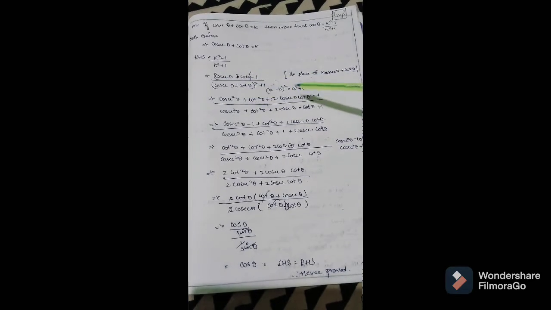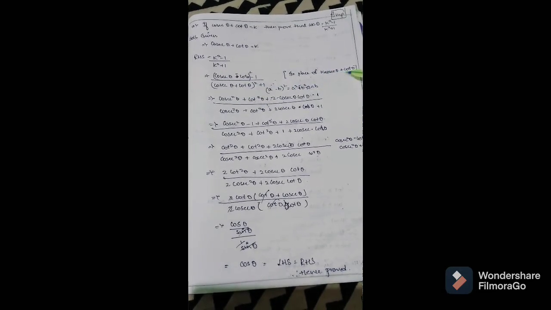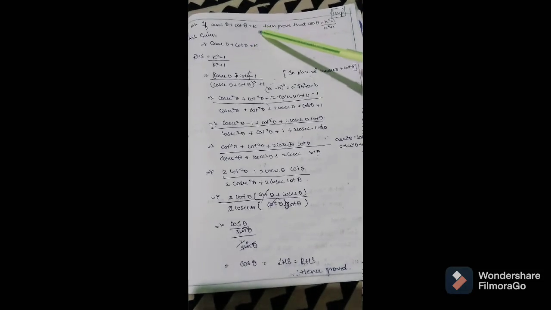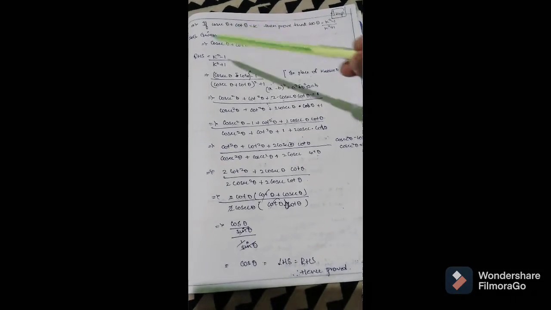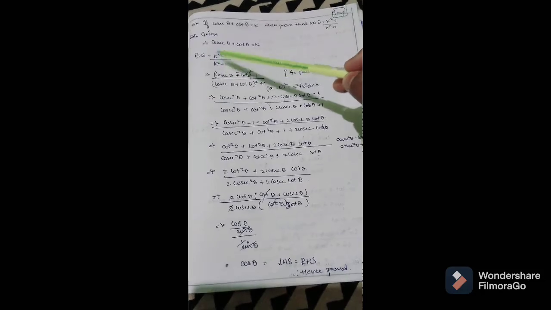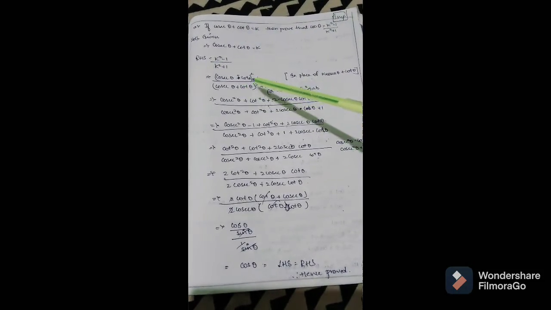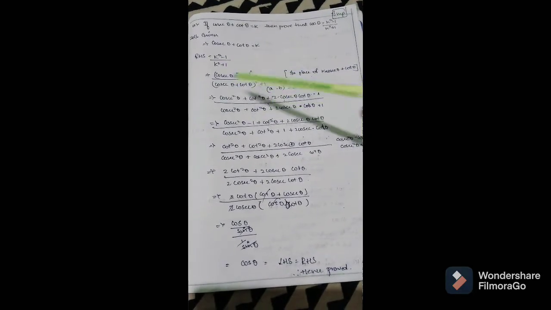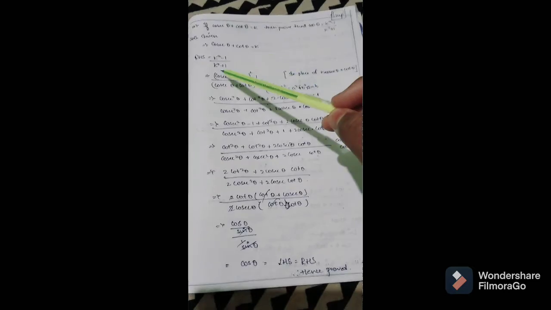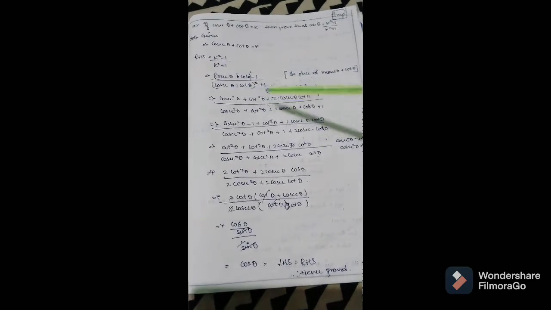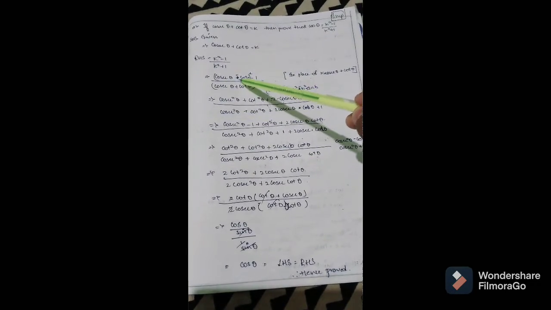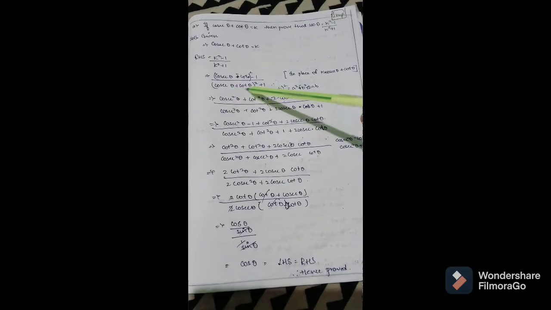So in the place of k, we'll write cosecant theta plus cot theta, because they have said that k equals cosecant theta plus cot theta. So in the place of k, we'll write this cosecant theta plus cot theta. So (cosecant theta minus cot theta) whole square, because it is k square, minus 1 as it is, by (cosecant theta plus cot theta) whole square, because here it is k square plus 1. So it is in the form of a minus b whole square. Here it is in the form of a plus b whole square.